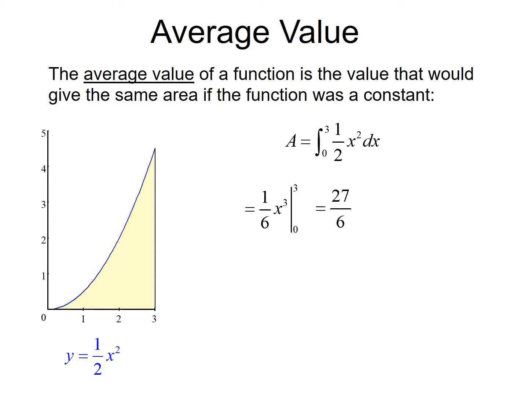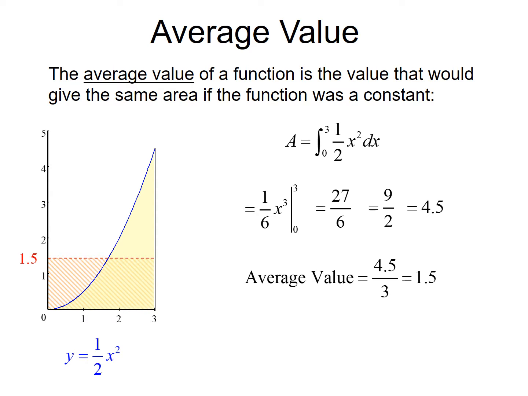Take the antiderivative, evaluate at 3, and that gives us 4.5. So the total area is 4.5. If we wanted to find some constant function that would give us the same area, we need to divide this by the width, 3, and we get 1.5. And so we'd end up with this constant function y equals 1.5 that also has an area of 4.5.